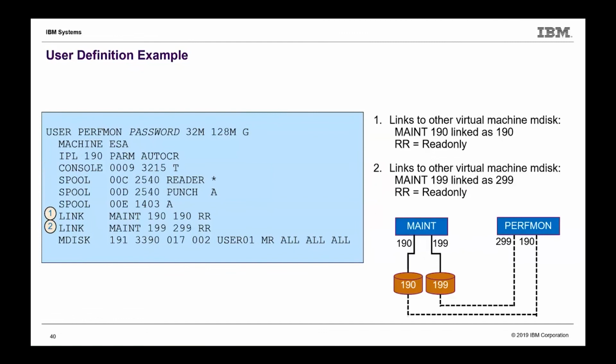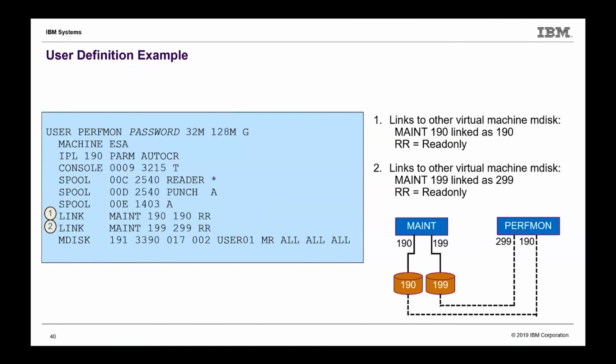And then this perfmon machine is going to link to 2 mate minidisks. So mate in its directory entry has these minidisks 190 and 199 defined, but in the perfmon case, I'm going to link those as 190 and 299. So what's the 199 disk for mate, from a perfmon perspective, we're going to look at as 299 for whatever reason. Maybe I already have a 199. Maybe I'd like to keep an order from that perspective, right? And in both those cases, I'm going to link those as read only.